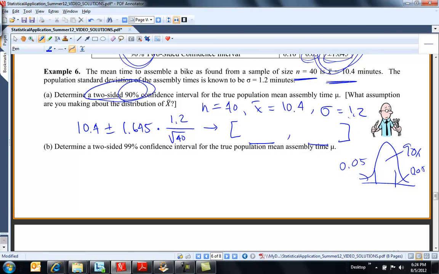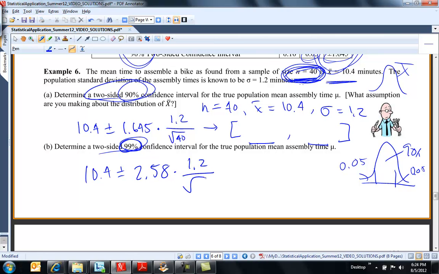I think we said this is a random sample of 40, so I didn't need to assume normality of the original distribution. This could be from any distribution. We know when n is 40 that the graph of x bar is going to look normal. So determine a two-sided 99% confidence interval. Only difference is 99% leaves 0.005 in the tail, so that's 2.58 times 1.2 divided by square root of 40.